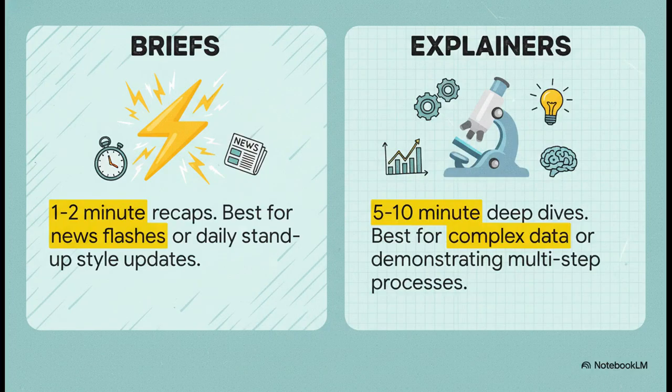This breaks it down perfectly. Think of a brief as your quick hitter, your high-level summary. It's perfect for something like a daily news update or a quick project status. An explainer, on the other hand, is your deep dive. That's for when you really need to unpack complex ideas or walk through detailed data. Picking the right one at the start is absolutely key.